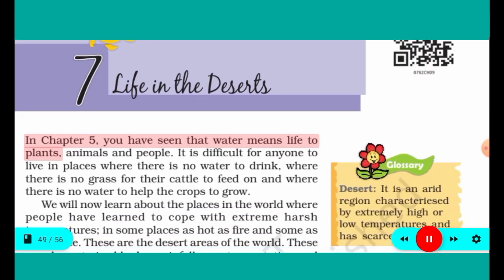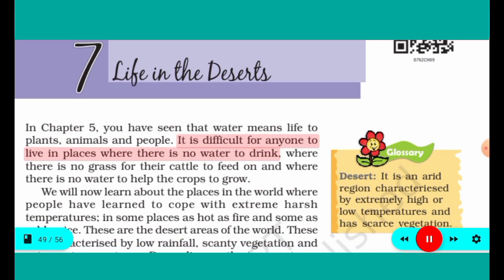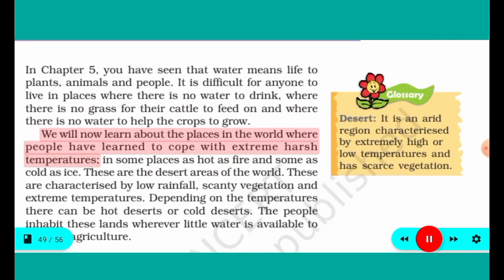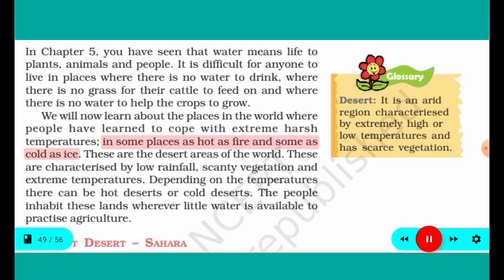You have seen that water means life to plants, animals and people. It is difficult for anyone to live in places where there is no water to drink, where there is no grass for their cattle to feed on, and where there is no water to help the crops to grow. We will now learn about the places in the world where people have learned to cope with extremely harsh temperatures, in some places as hot as fire and some as cold as ice.